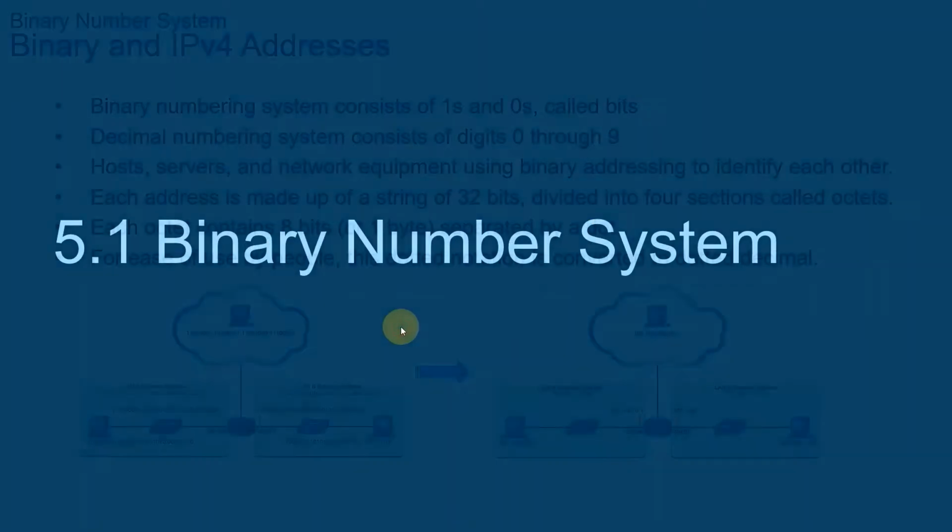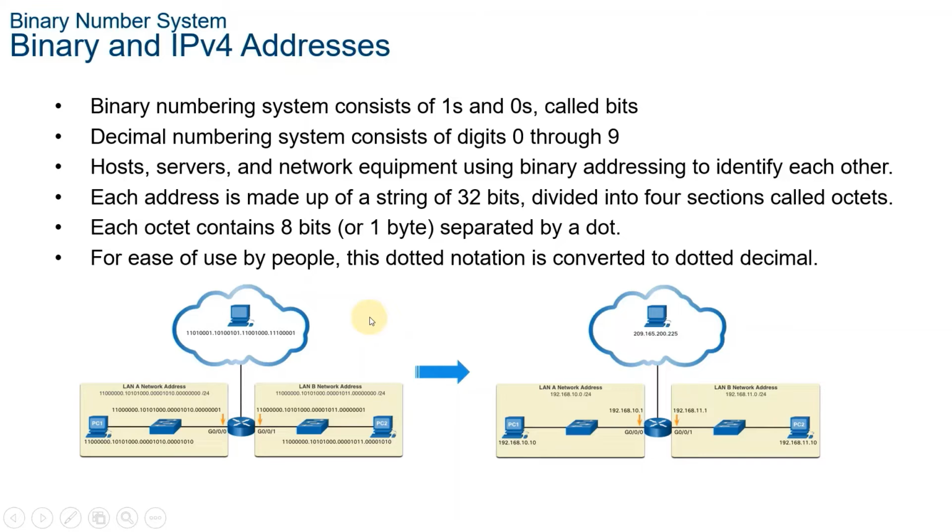Binary number system. IPv4 addresses begin as binary, a series of ones and zeros called bits. These are difficult to manage, so a network administrator must convert them into decimal. This topic shows a few ways to do this. Binary is a numbering system that consists of digits, zeros and ones called bits, as mentioned earlier. In contrast, the decimal numbering system consists of 10 digits, 0 to 9.